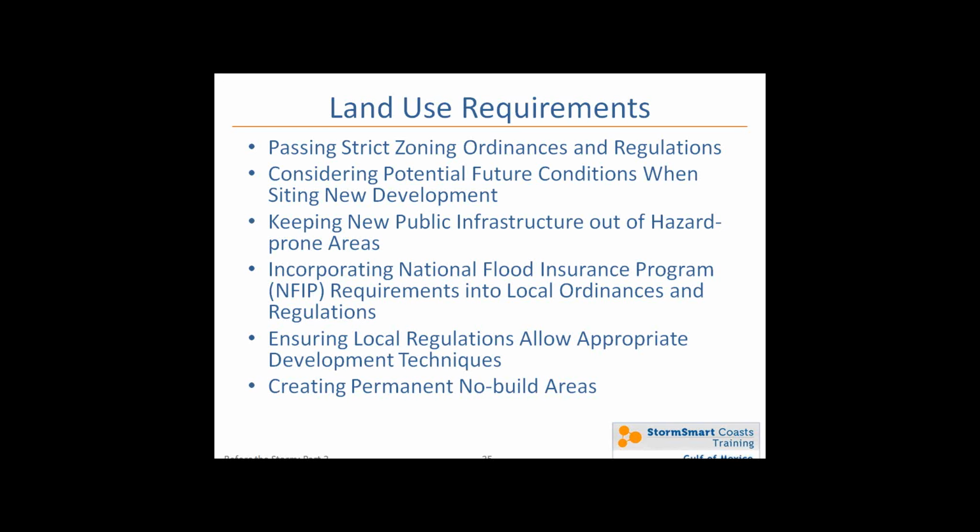We'll then talk about the National Flood Insurance Program's requirements. Your community is obligated to incorporate these requirements into local ordinances. We'll explain how your community can remain in good standing with the NFIP by incorporating them. Additionally, we'll talk about how you can ensure that local regulations allow appropriate development techniques and create permanent no-build areas. In short, deciding which land use requirements to use in your community and incorporating them is a very important step for mitigating future storm damage to infrastructure.